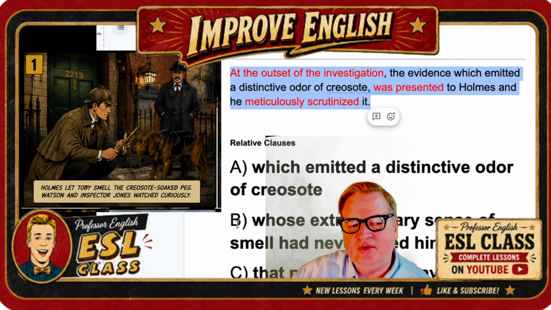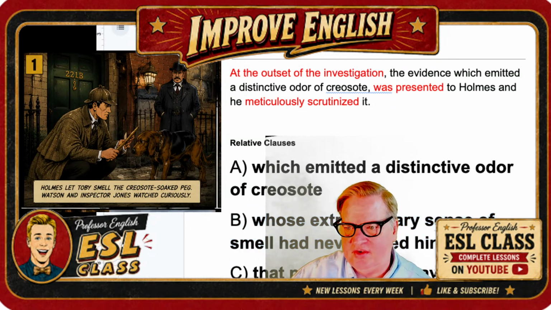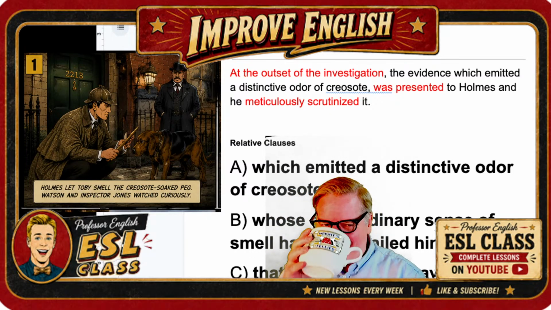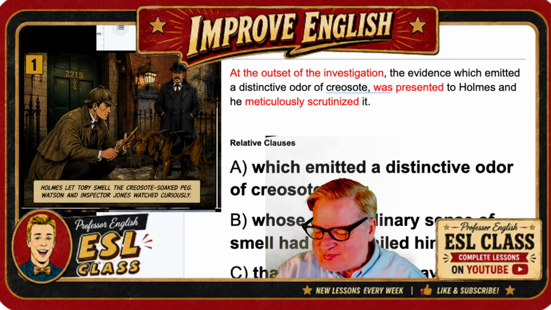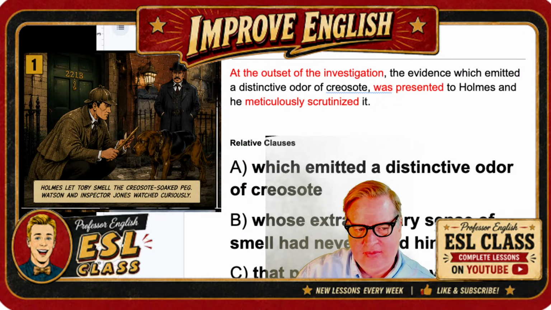If we want to use letter B, we're going to have to make a new sentence, because this phrase refers to something we didn't mention in the sentence. Do you want to give it a go? Sure. Whose extraordinary sense of the evidence was present to his credibility.